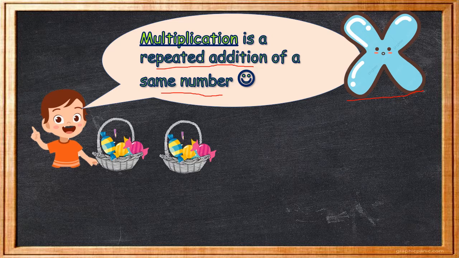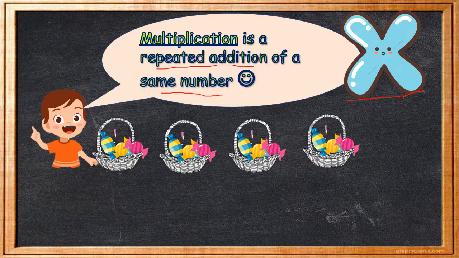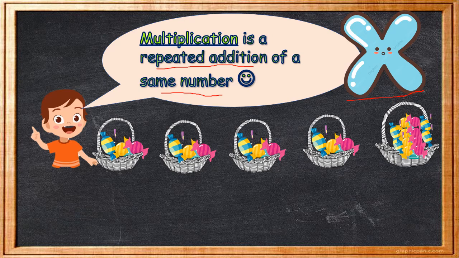Let's take one example. Children, what can you see on the screen? Baskets. How many baskets are there? 1, 2, 3, 4, 5. And in each basket, what can you see? Candies. How many candies are there? 1, 2, 3. In each basket, you can see 3 candies here.